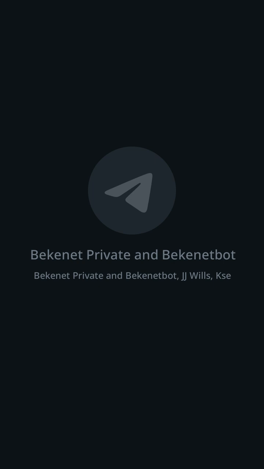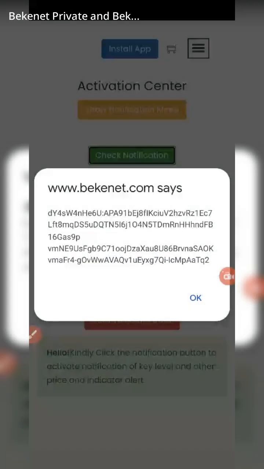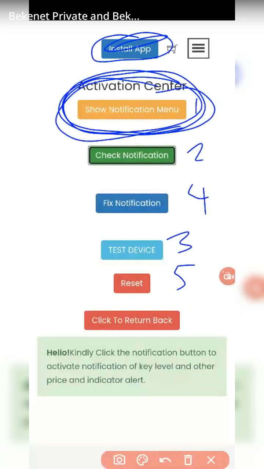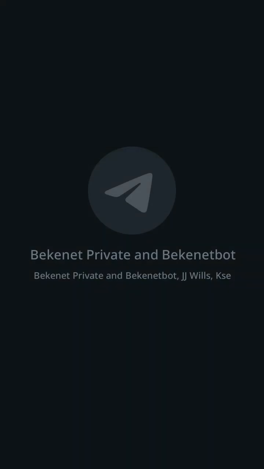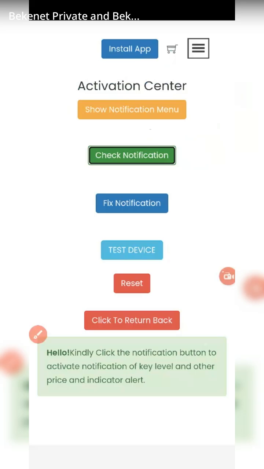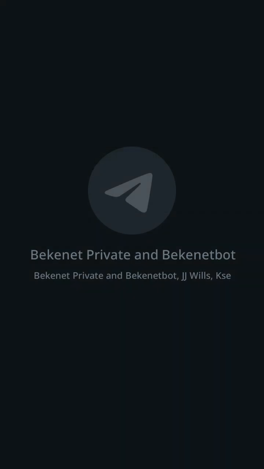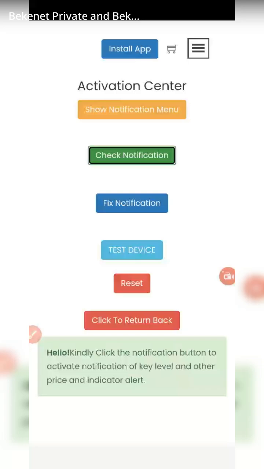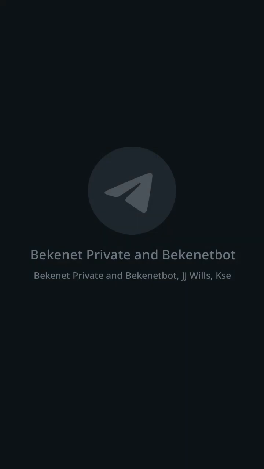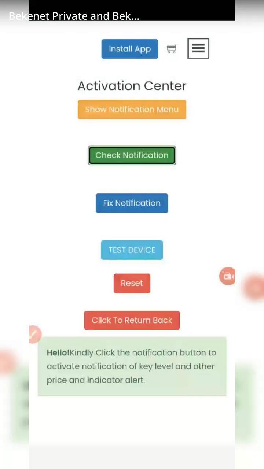Do you understand? So once this is done, the next thing you need to do is click number 3, which is test notification, to see if your device can actually receive a notification. All Android devices and iPhones can receive a notification. There's a video for the iPhone that I posted already. You can go there and watch it if you're using an iPhone. But I'm using an Android to do this training. So all I need to do is click number 3, which is test device.